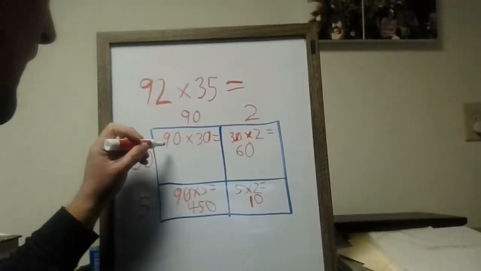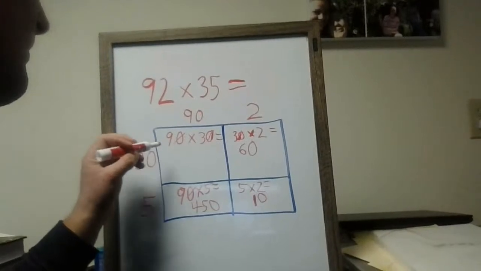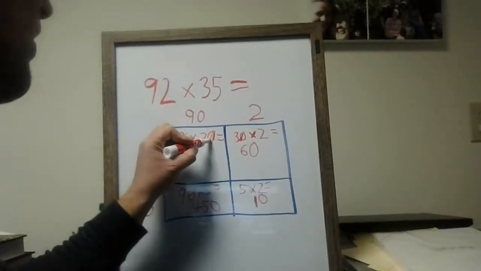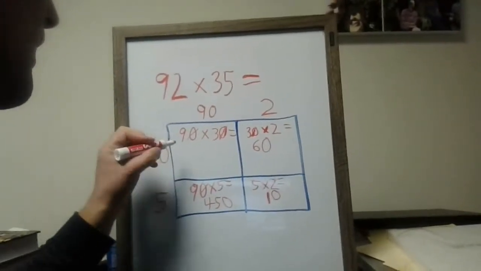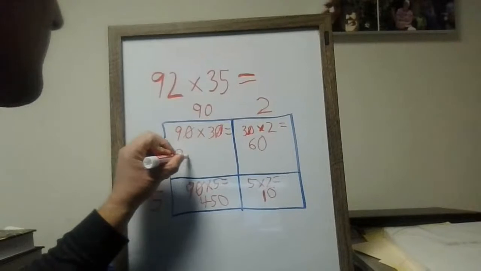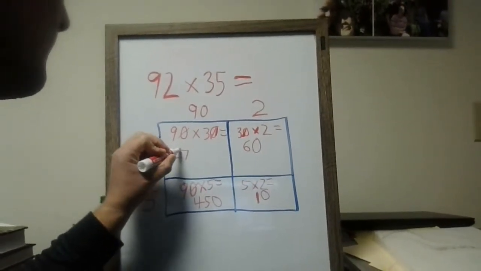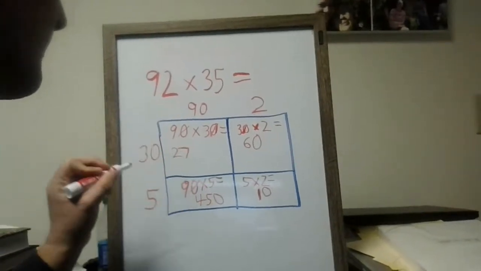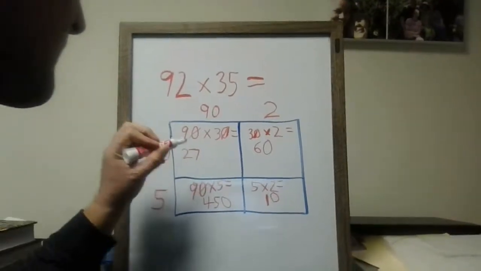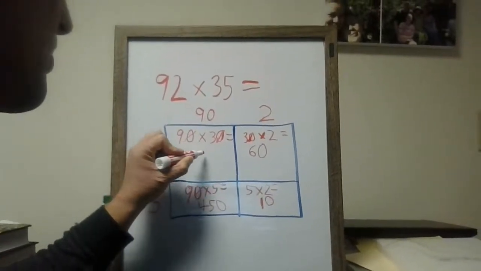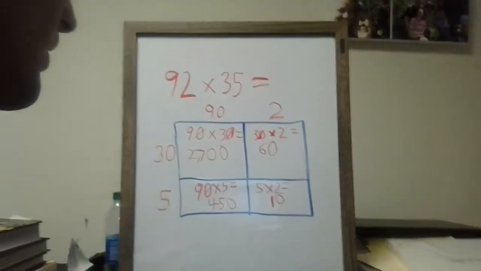90 times 30. So again, we're going to pretend the zeros aren't there. Mr. Starr likes to cross them out. We don't always need to cross them out, but it shows that we're only going to multiply the single digits to start. 9 times 3 equals 27. Now we're going to add the 2 zeros to our answer. Since there's 2 zeros in the problem, before we get to the equal sign, we're going to add 2 zeros. So if I add 2 zeros to the number 27, it becomes 2,700.